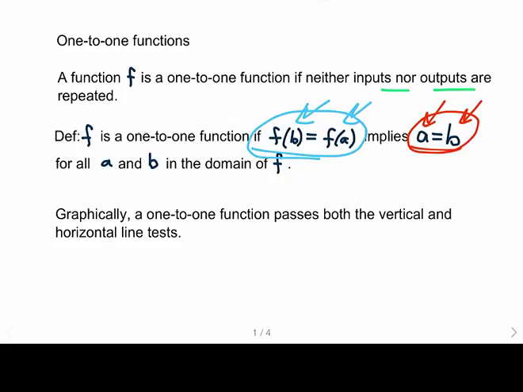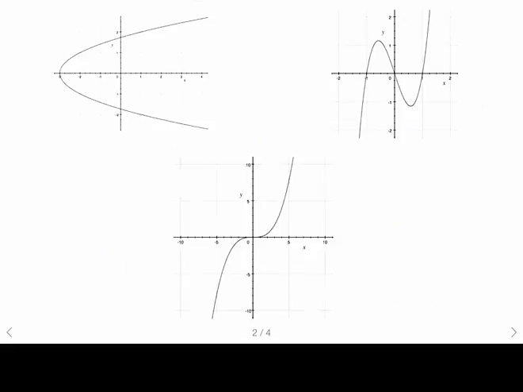Saying that a one-to-one function passes both the vertical and the horizontal line tests is basically saying the same thing. The vertical line test is what makes it a function. If a graph also passes the horizontal line test, that's what makes it a one-to-one function. Before we blow a gasket, let's see what it is that we're talking about here. Here we have three graphs. I suppose I can label them A, B, and C.